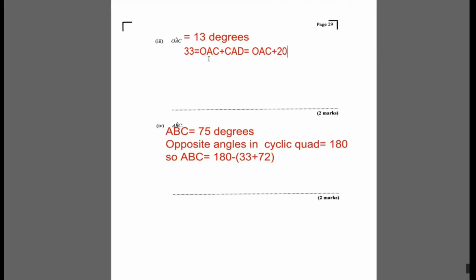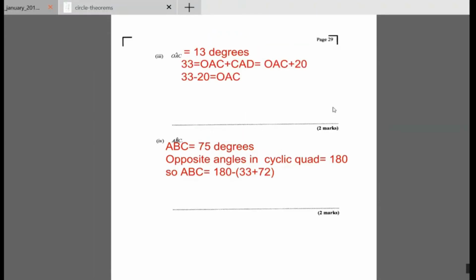And so what we're getting now is 33 minus 20, and that gives the angle OAC. Nice and easy. All right, so again, you just need to remember these circle theorems, all of them.